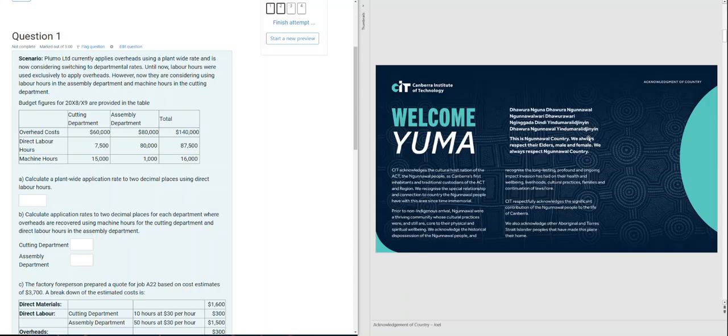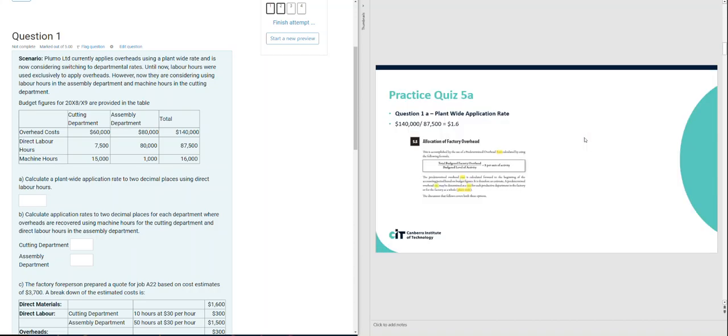Until now, labor hours were used exclusively to apply overheads. So it should be noted that until now, the company has been using a plant-wide rate, and the cost driver for the plant-wide rate is labor hours, okay? However, now they are considering using labor hours in the assembly department and machine hours in the cutting department.